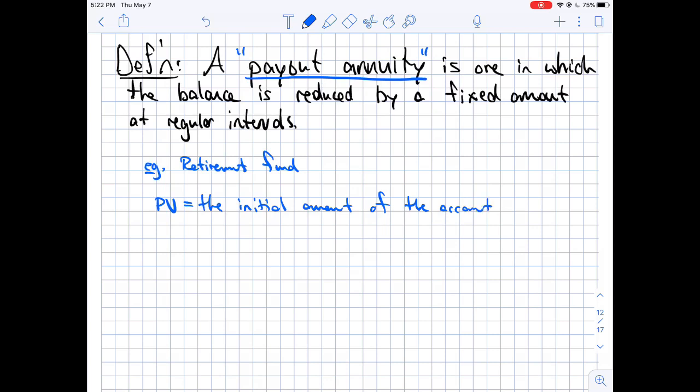And if that is your present value, then we can use our present value formula. Here, PMT is going to be the amount that you are actually withdrawing from the account, every month, every week, whatever the case is. It's the amount of your withdrawal. And otherwise, the formula remains exactly the same as what we saw before.